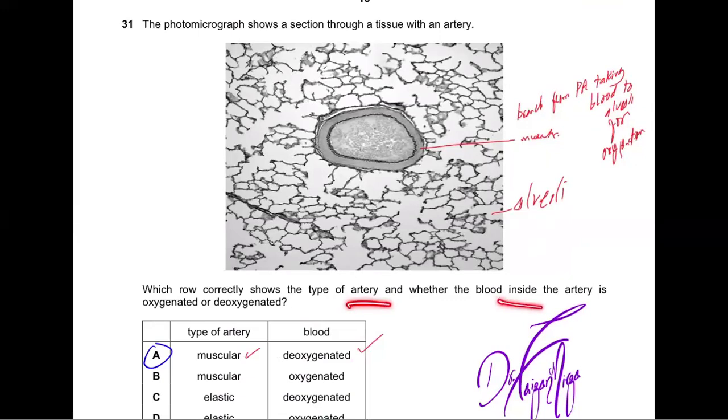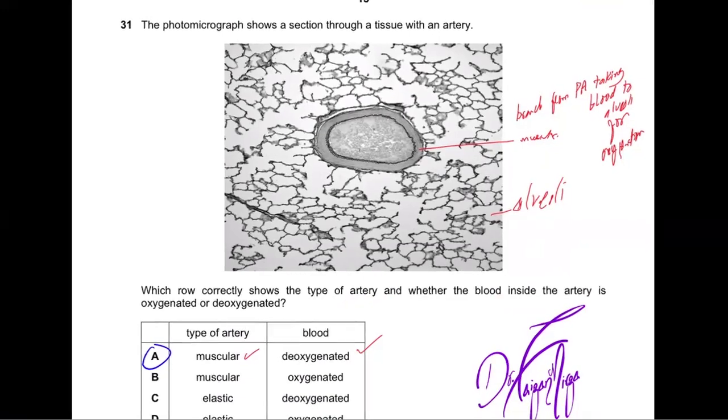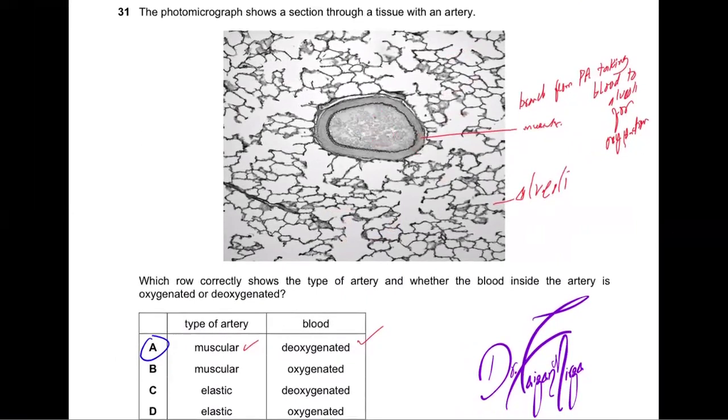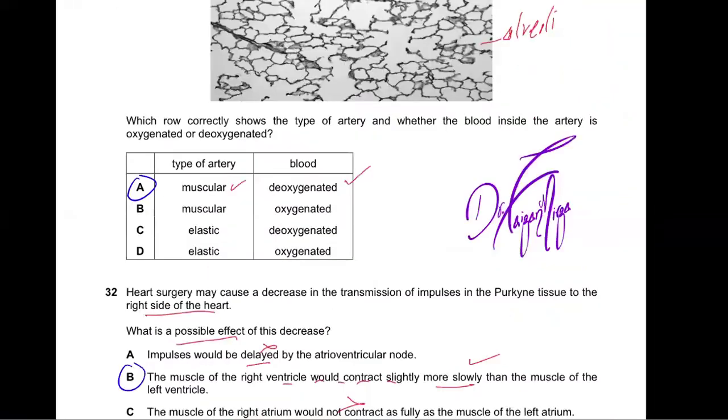The photomicrograph shows a section through a tissue of an artery. Which will correctly describe the type of artery, and whether the blood inside the artery is oxygenated or deoxygenated? Now, this is a kind of tricky question. You need to identify what this diagram is. So this diagram shows you a lot of alveoli, and we know these alveoli allow oxygenation to occur. And this vessel here has a thick muscular wall, so this must be a muscular artery. If it's a muscular artery, it must be coming from the pulmonary artery and taking the deoxygenated blood close to the alveoli. So eventually the blood becomes oxygenated. That's why option A is correct.